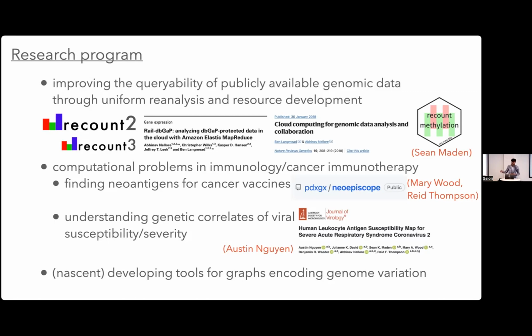At the outset of the pandemic, we shifted gears and attempted to predict associations between immunogenetic variants and susceptibility to SARS-CoV-2 as well as severity of disease. This was one of the first analyses of its kind. It's an effort led by another former PhD student, Austin Wynn.